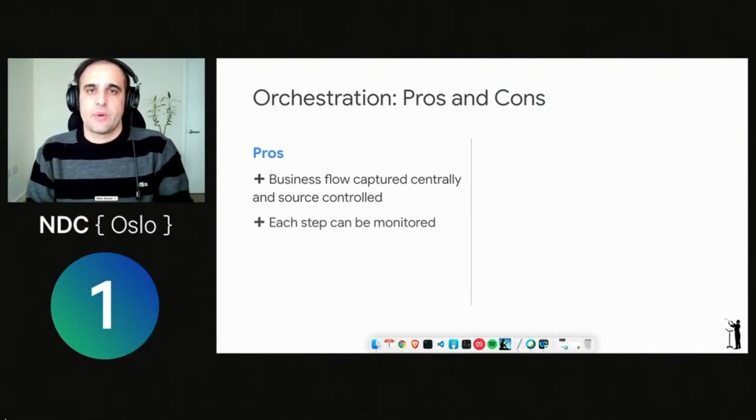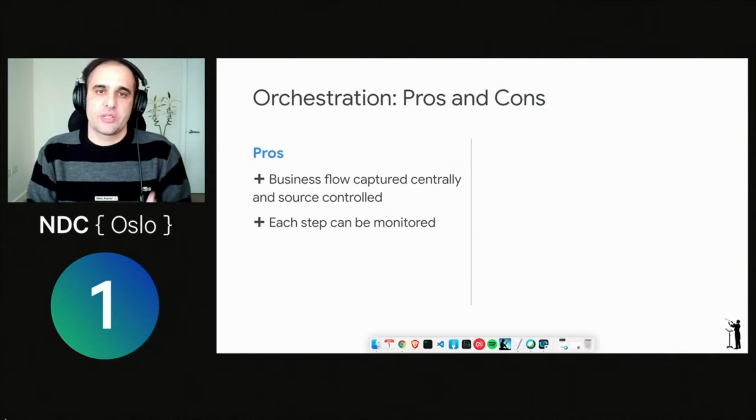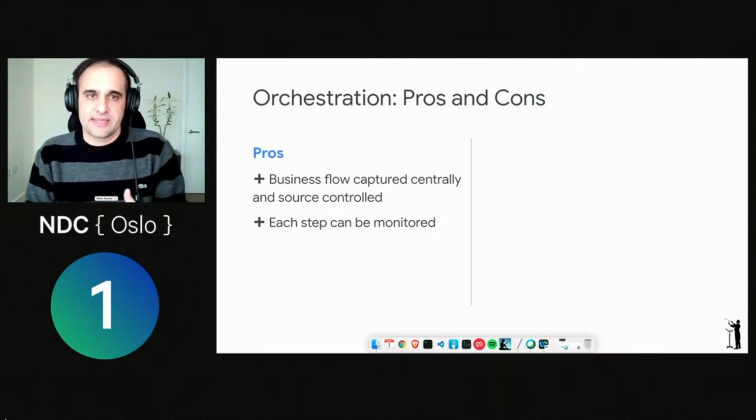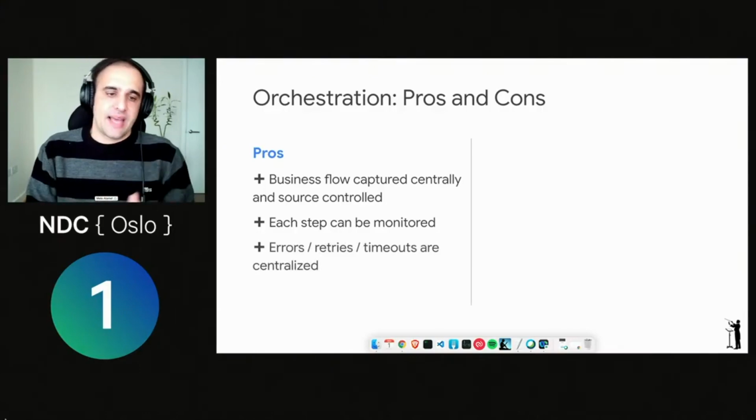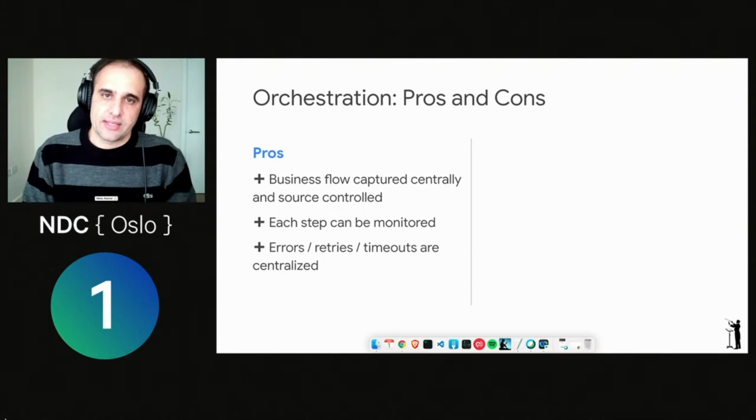Now, each step can be monitored. In orchestration, there are steps, and if a step fails, it's very obvious what failed. Again, we'll look at this when we show our example. These errors, retries, and timeouts that you need to think about can now be centralized.